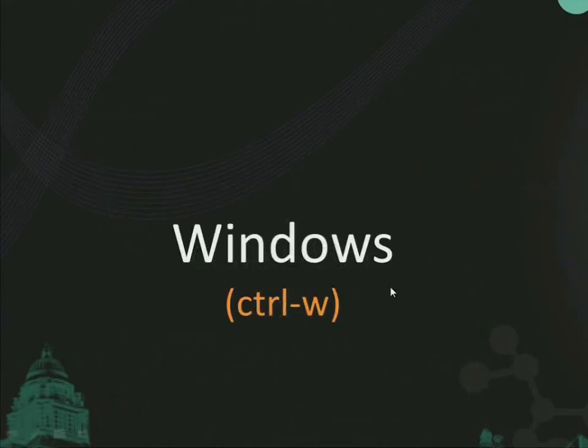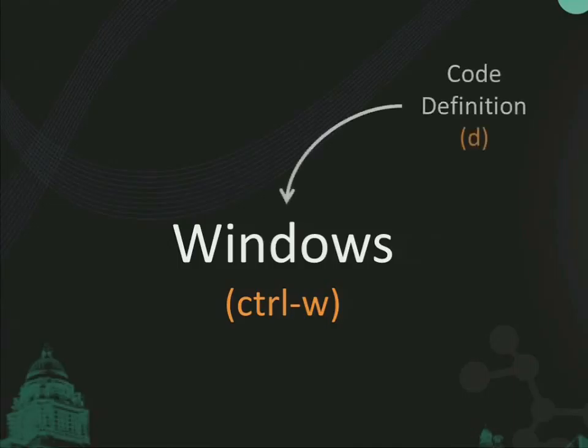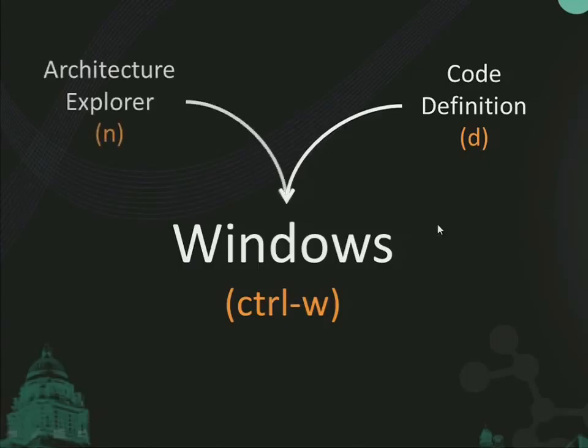So you can pull up any of your windows with Control W. We can bring up our code definition, Control WD. And there's also the Architecture Explorer with Control N, which is new, which you only get with, I believe, the Ultimate Edition. So Architecture Explorer gives you a broader view of your code base.